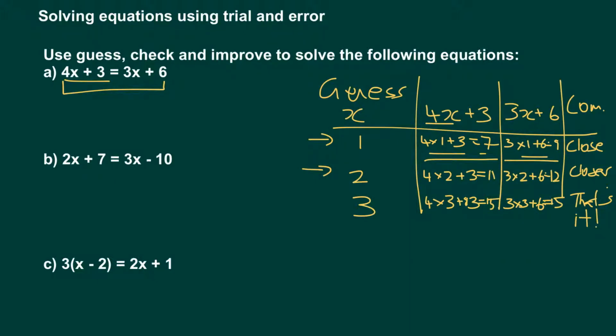So let's just go through the process here. Number one thing we did is we guessed. So that's the first part of the question. Part two is we checked. So these two columns can be the check columns.